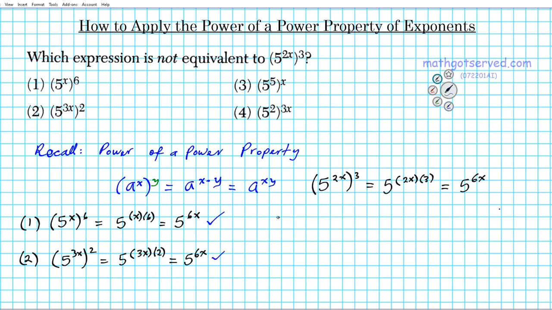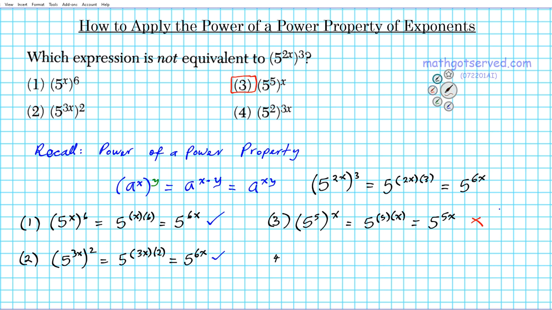Move on to the next one, option 3. 5 to the 5th power raised to the x power. If we apply the power of a power property, we have 5 to the 5 times x, and this is equal to 5 to the 5x. Do we have a match? Absolutely not. So option 3 is not equivalent to 5 to the 2x raised to the third power.